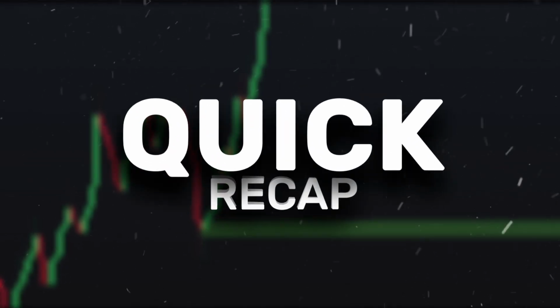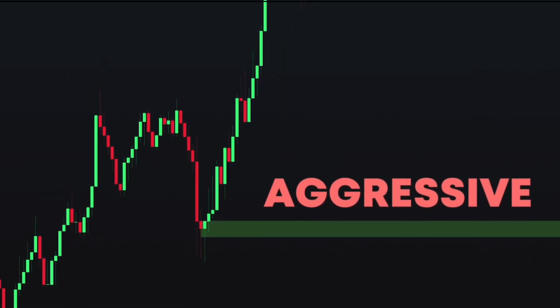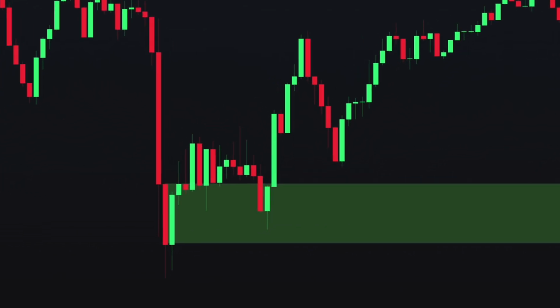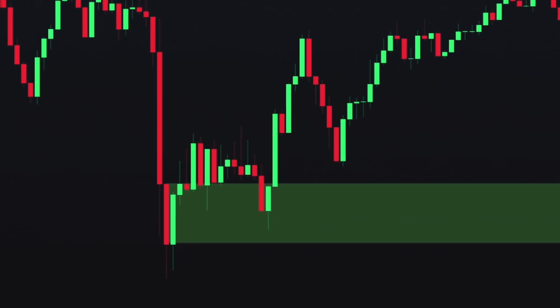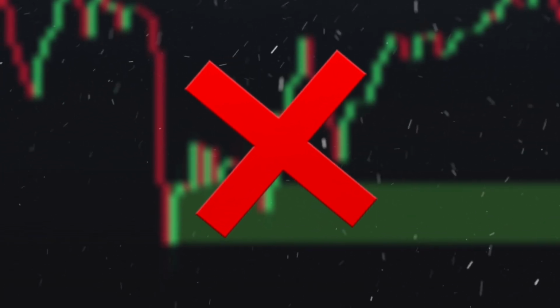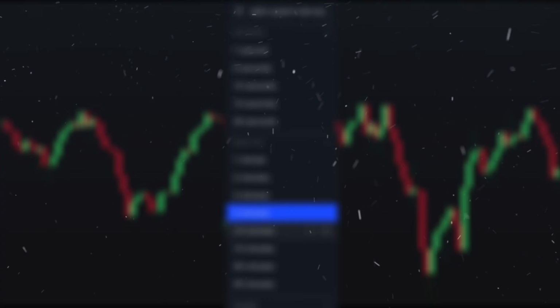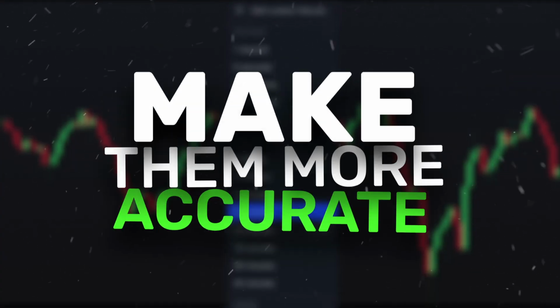So quick recap, you'd need to have aggressive buying or selling in order for it to be a good zone. If you only have a couple of candles with big wicks moving up or down, it's not considered a supply and demand zone. Let's move on to how to draw these zones correctly. Then I'll give you a secret tip to make them more accurate.